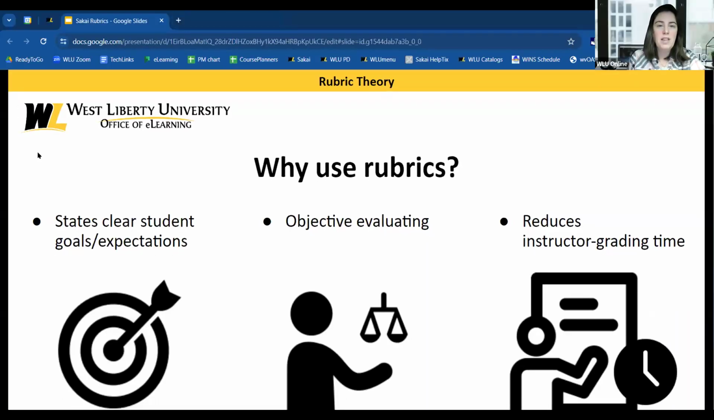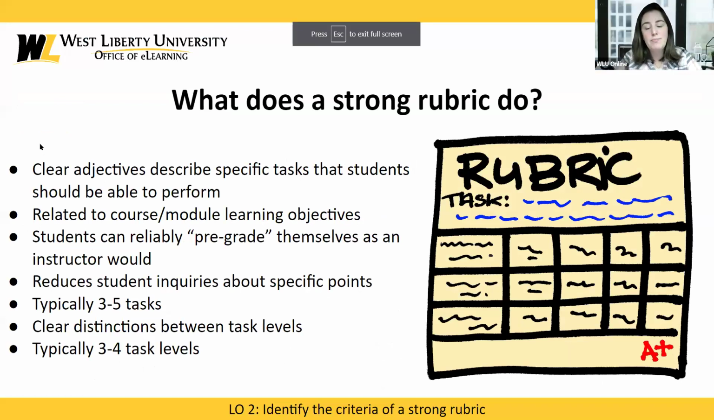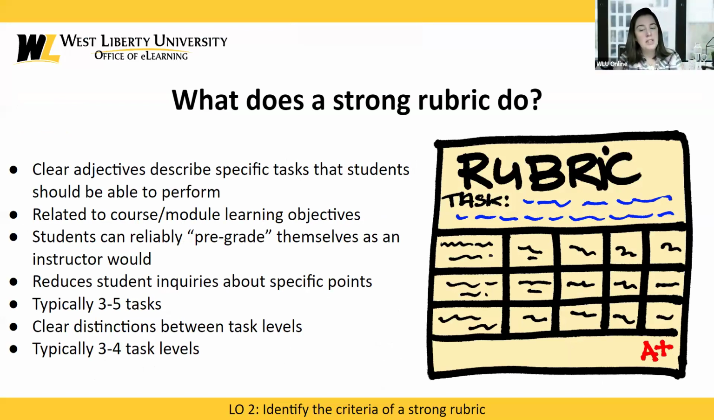Another picture. So the strong rubric has some very clear objectives, and so these are usually starting out with verbs. They're very specific tasks of what you want the students to be able to do after they've completed the activity. They're very closely related to your learning objectives for the module or the activity of the course. And if your rubric is structured very well and clear, then the students can self-grade themselves before they submit their work and come up with something that's very close to what you would do as an instructor, because it's very clear of what they're supposed to be turning in.